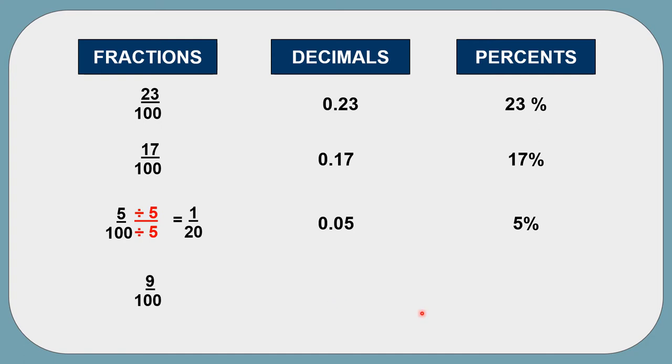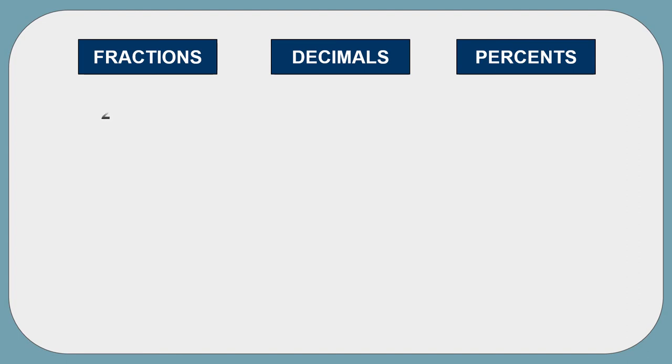Alright, 9 hundredths. If it's 9 hundredths, it's easy for percent. It's direct, 9 hundredths, because 100 is already the denominator, right? So, 9%. And from here, just move one, two. So you have 0.09 in decimal. Alright? Okay, another one. 1/2.